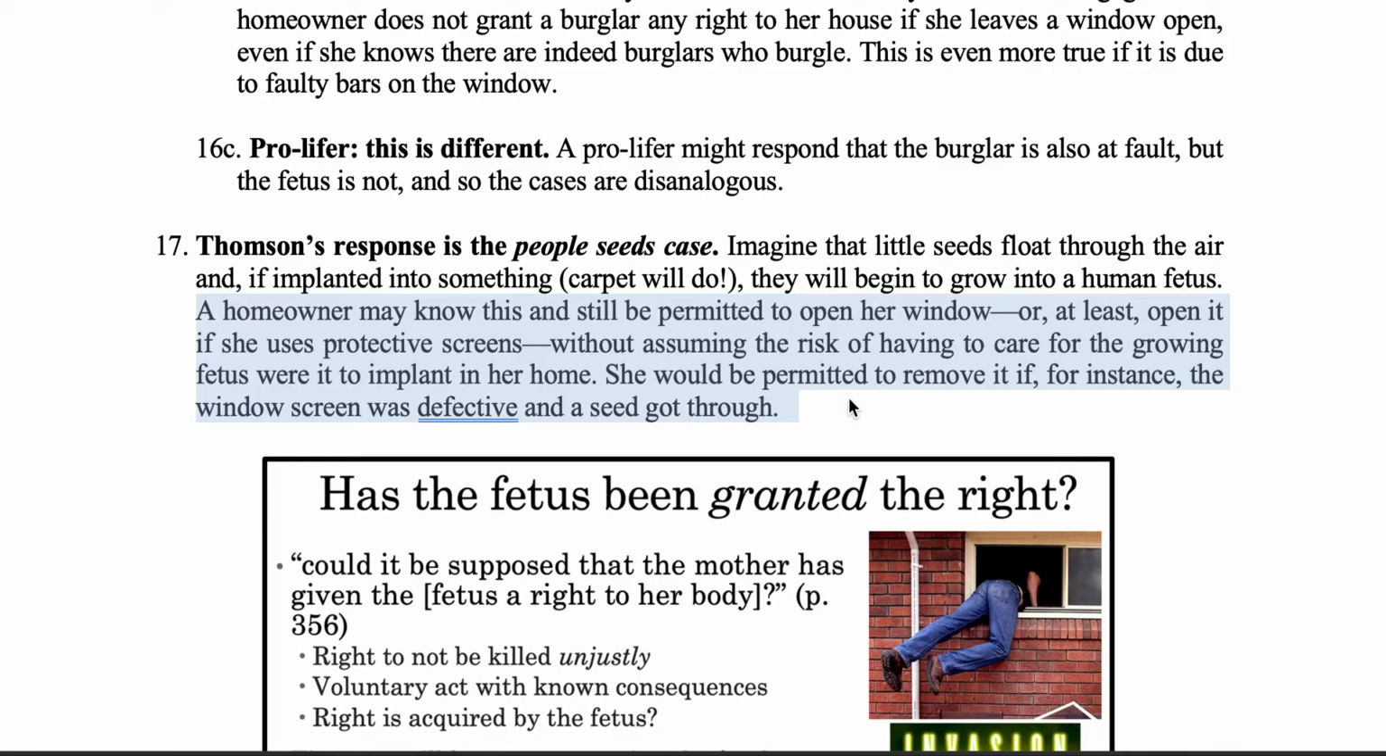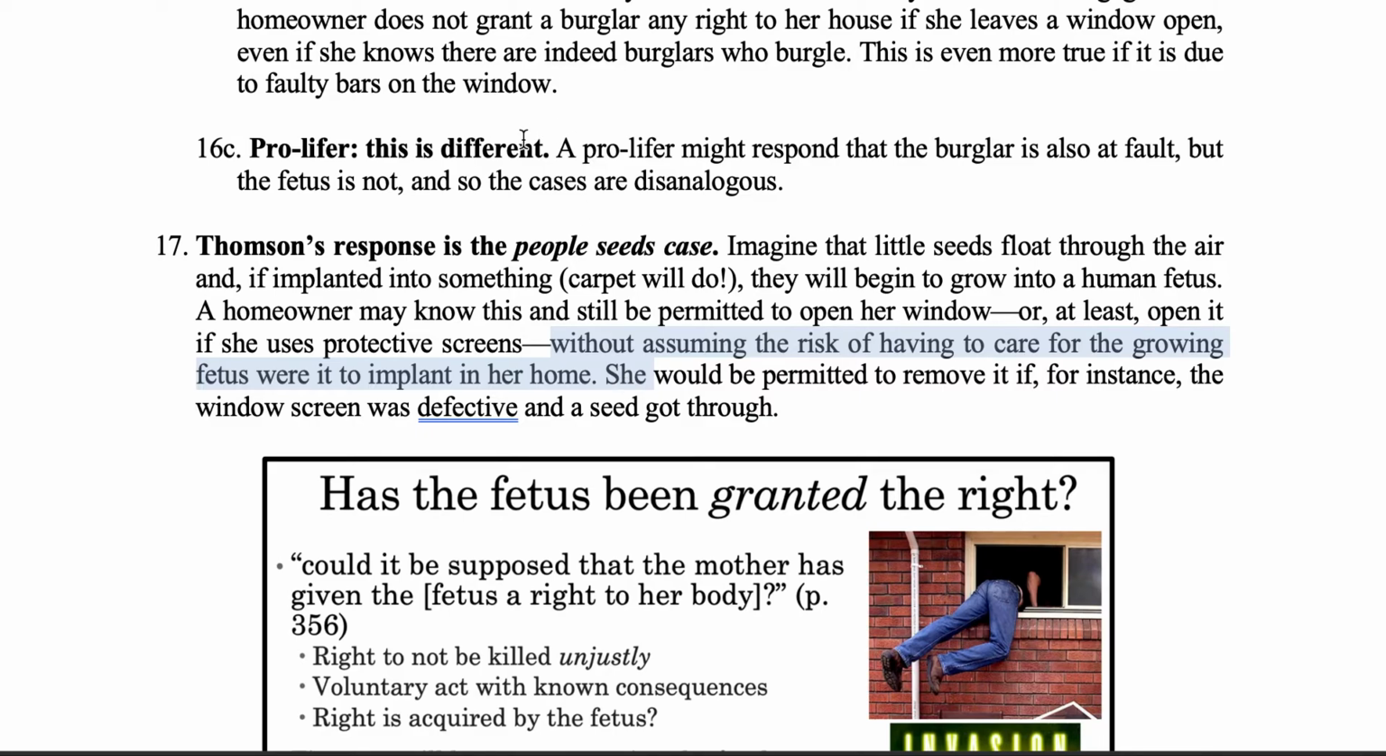I mean, they're actively taking steps to keep it out. Reasonable steps, right? So she's not assuming the risk of having to care and grow the fetus and all that if it implants. She's trying to keep it out with the screens. And it's not even clear that you need to be putting screens up in order for this to work, but we'll just say that is, she would be permitted to remove the people seed. Right. And if the screen was defective, especially, because then it's really not her fault.